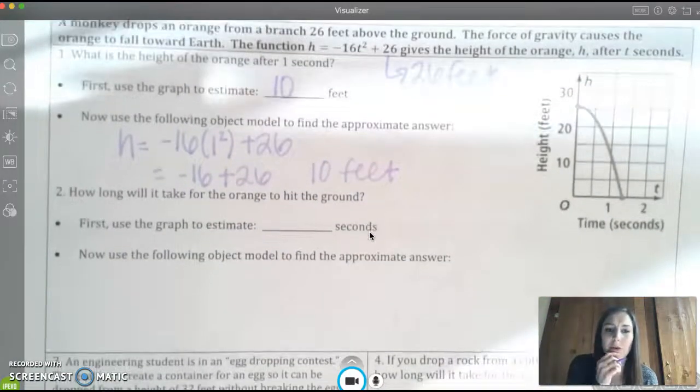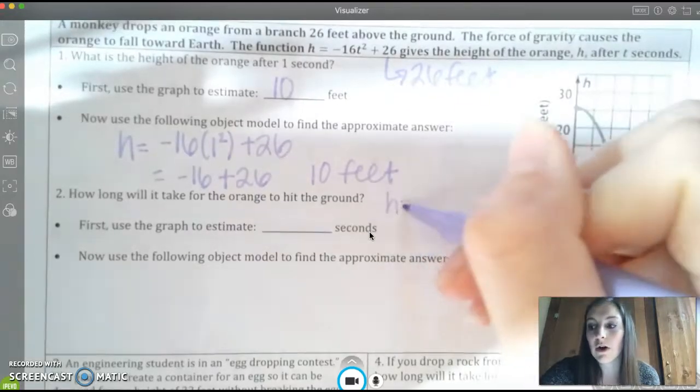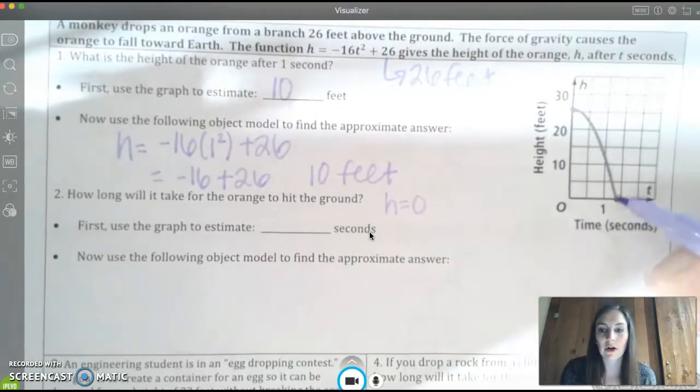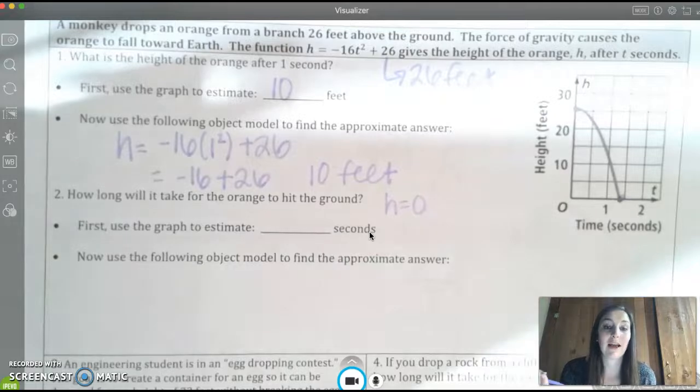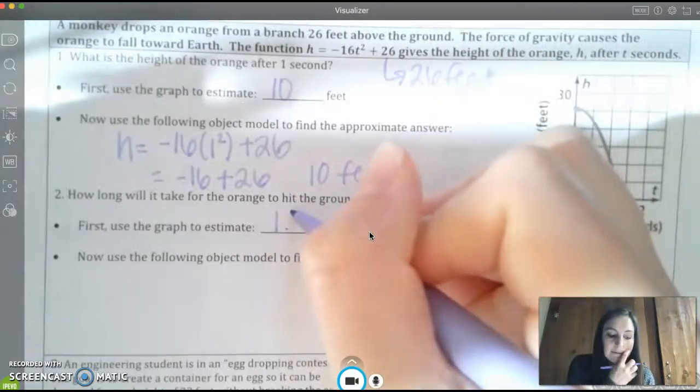How long will it take for the orange to hit the ground? Well, the orange is at the ground when the height is 0. So anytime it asks you for something hitting the ground, it's always asking where h equals 0. Or in our graph here, where do we hit the x-axis? So that is about 1.5, 1.75 based on my graph. So I'm going to guess 1.7, let's say.